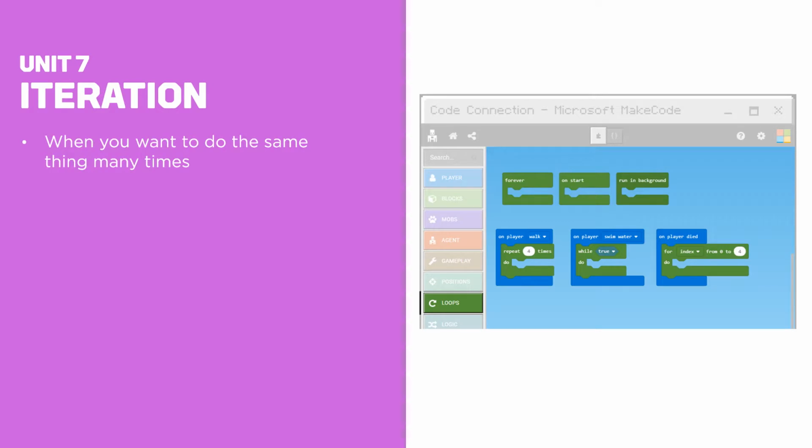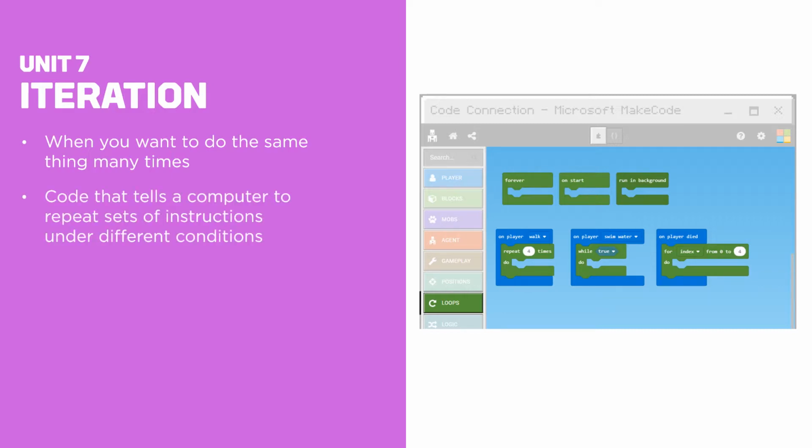In Unit 7, the computer science concept is iteration, which is when you want to do the same thing more than once. It's the part of the program that tells a computer to repeat sets of instructions under different conditions.